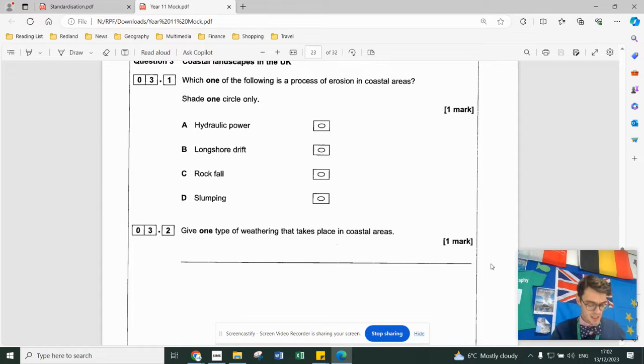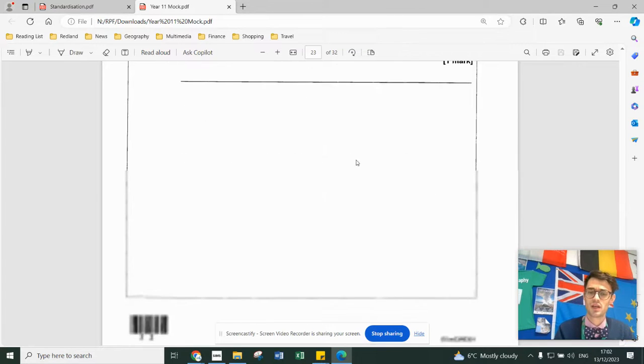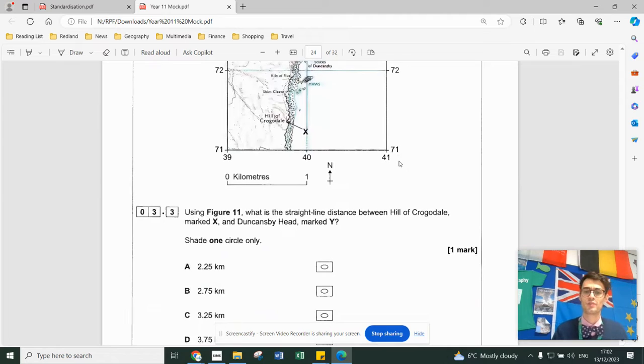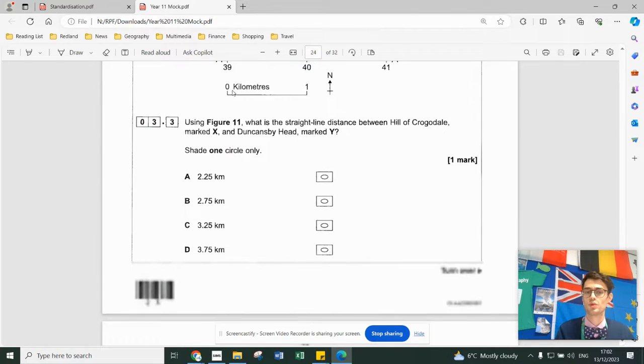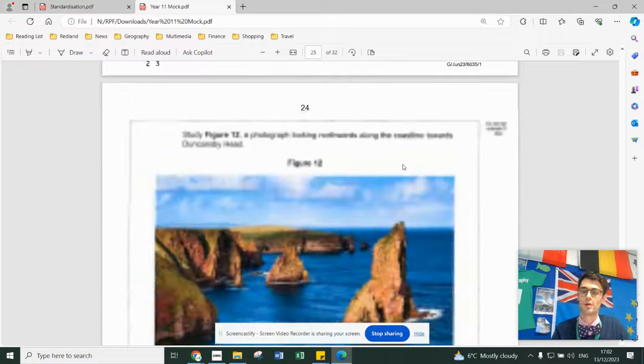Amazing. Okay. You then had a figure. What was it? Figure 11. It said, what is the distance between the two? You had to use a ruler. You just got a scale. It wasn't that difficult. It was 2.25, 1 mark.